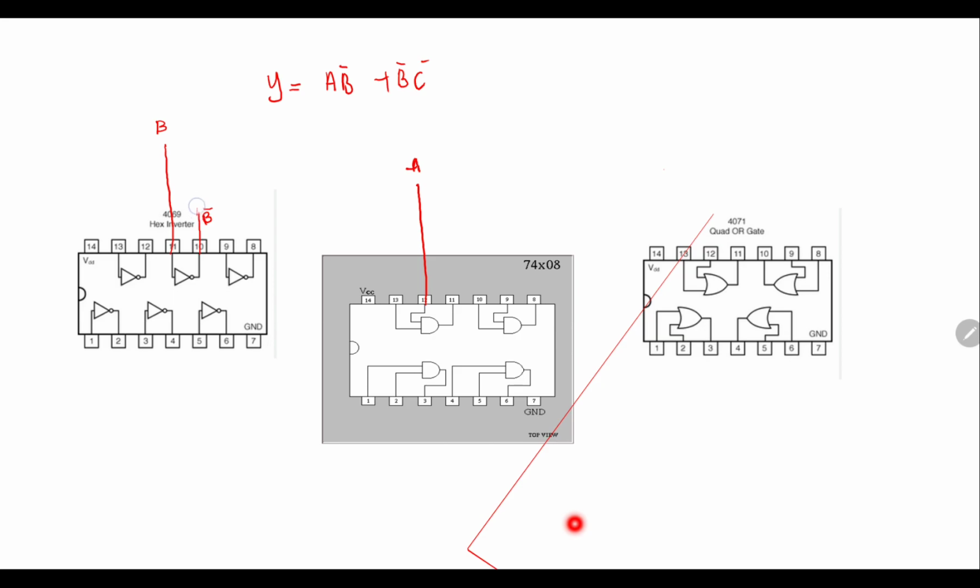So for A, B bar, this one is connected to this one, and this one is B bar. So you get A B bar, and the output at pin number 11 is A B bar. Next, B bar, C bar. B bar, so you can connect to B bar.